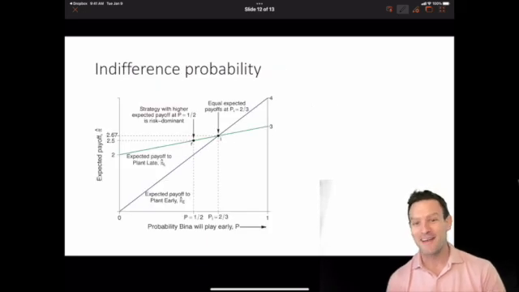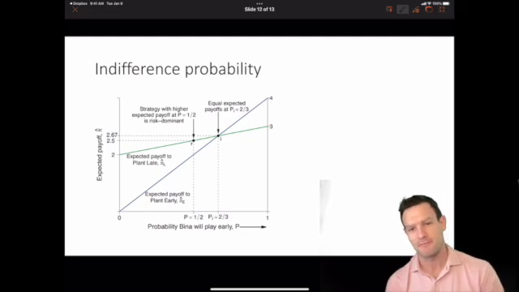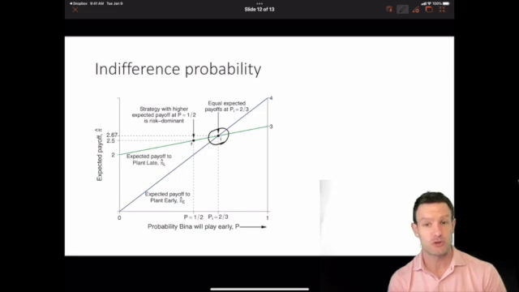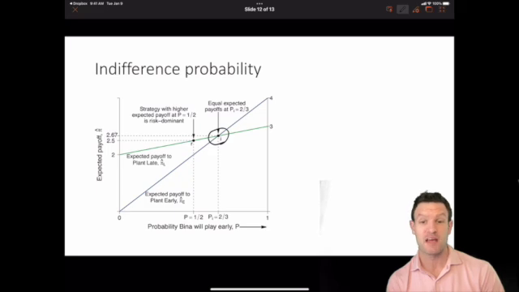Okay, so that's the one level of p that we're interested in, p equal to 0.5. But there's another probability that we're interested in, and that is called the indifference probability. The indifference probability is the probability at which the expected payoffs for the two strategies are identical. What we can see here is that there's one point, point I, at which those two strategies are getting the same expected payoffs. So the expected payoff to playing plant early is equal to the expected payoff to playing plant late. That happens when we have a very specific value of p.